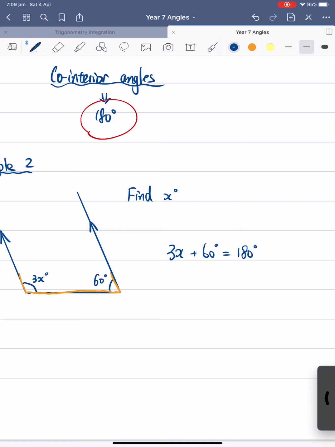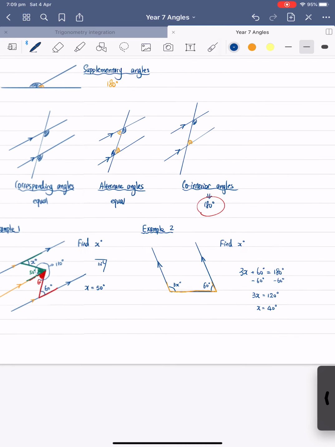Now you're solving an equation. How do we solve this equation here? All we have to do is use the balancing method. So we minus both sides by 60 degrees. It's an equation. If we take away 60 from both sides, then the equation stays balanced. So we get 3x is equal to 180 minus 60, which is 120 degrees. And then 3 times a number is equal to 120, so x must be 40, because 3 times 40 is 120. So that's how you find the second answer.